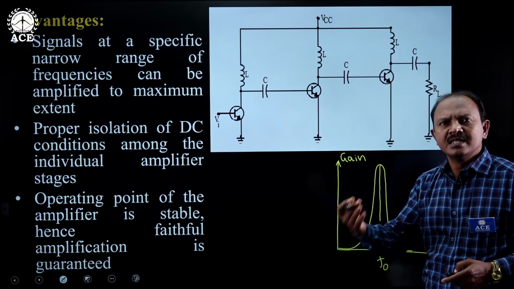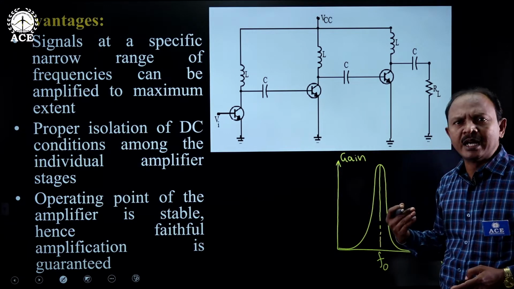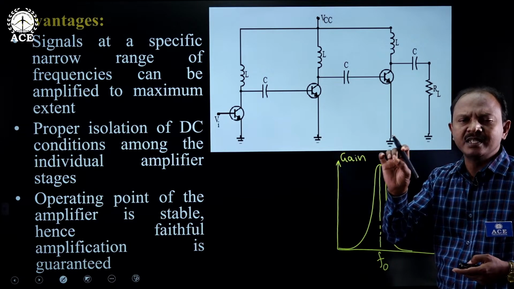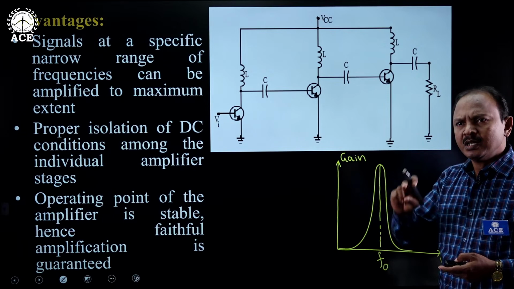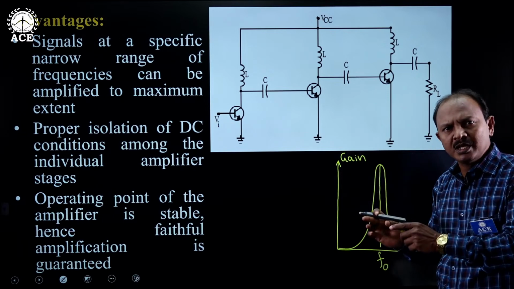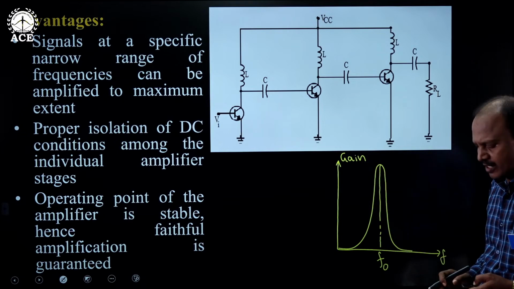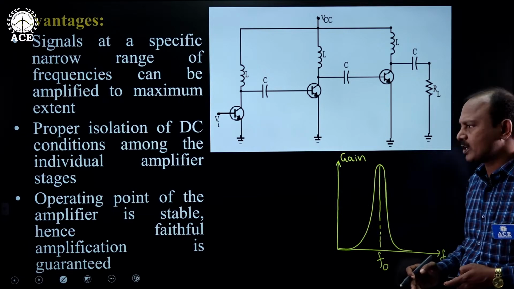Best example again, class A tuned amplifier. In a class A tuned amplifier, the operating point is actually set at the center of the active region. Therefore, the full cycle of the output signal is possible without any clipping or distortion. So that is another advantage of this circuit.